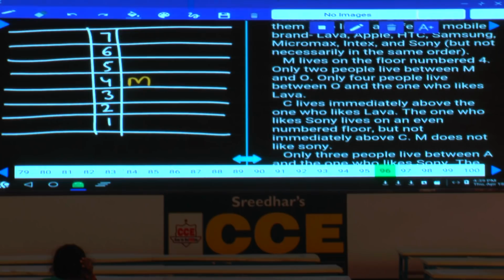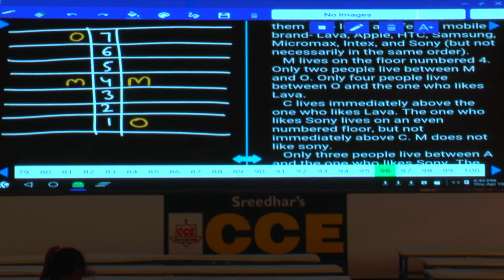And only 2 people between M and O. As only 2 people are between M and O, how many possibilities can we have? O can be here, or here. Either O can be on the 1st floor or on the 7th floor. Only 2 people between M and O.